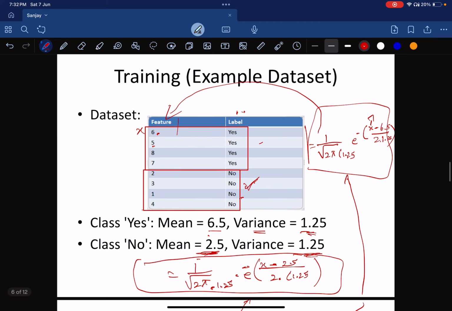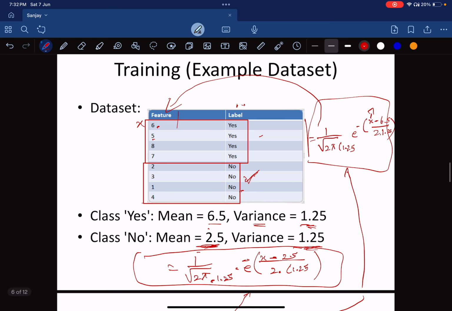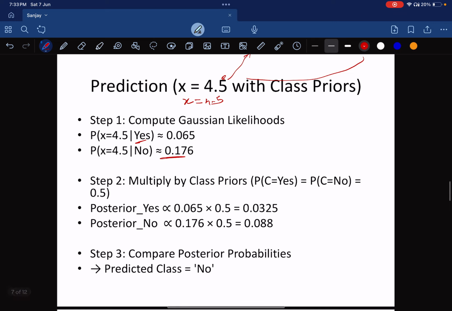After finding this, we need to find the class probability. For example, in this data set there are a total of 8 data points: 1, 2, 3, 4, 5, 6, 7, 8 points. For the Yes class, there are four data points, so the probability of Yes is 4 by 8, that is exactly 0.5. Similarly for the No class, there are also four data points, 4 by 8, 0.5. The 8 is the overall number of data points. Both classes have an equal probability, that is 0.5.